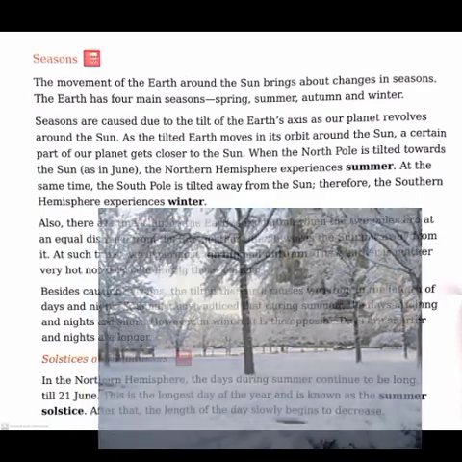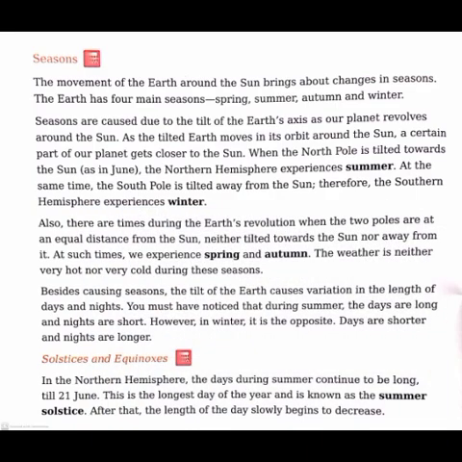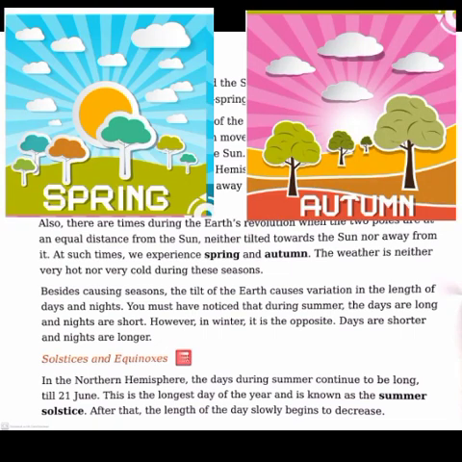Also, there are times during the earth's revolution when the two poles are at an equal distance from the sun, neither tilted towards the sun nor tilted away from the sun. At such times, we experience the autumn and spring seasons. Autumn and spring are neither very hot nor very cold.